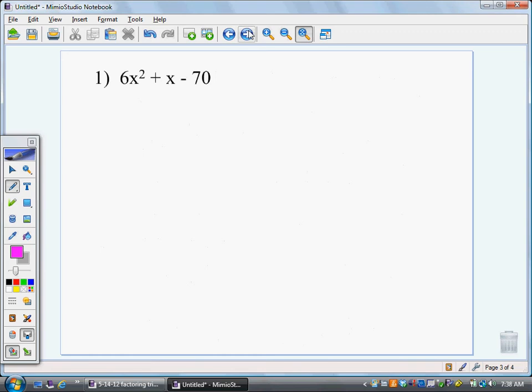All right, so now we'll go through another one. Okay, the first thing we do is multiply the first and the last terms. 6x squared multiplied by negative 70, and it's negative 420x squared. And now we're going to try and find factors of negative 420x squared that add up to be positive 1x.